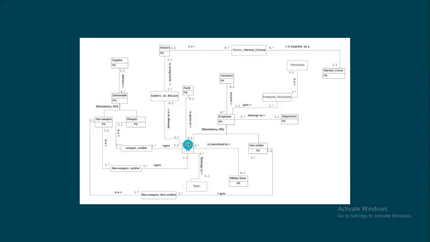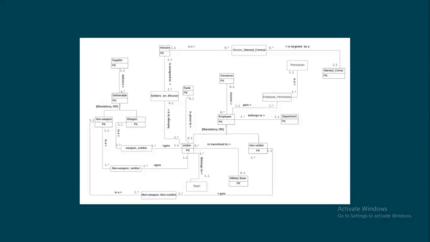A soldier can have a rank, but not all the soldiers have ranks, so the relation is very clear. From the soldier to the mission, you can see that there is another table, which is soldier on the mission, which means that not all the soldiers go on a mission. This table is simply for the soldiers who go on the mission. And from the mission, there is also soldiers on the mission.